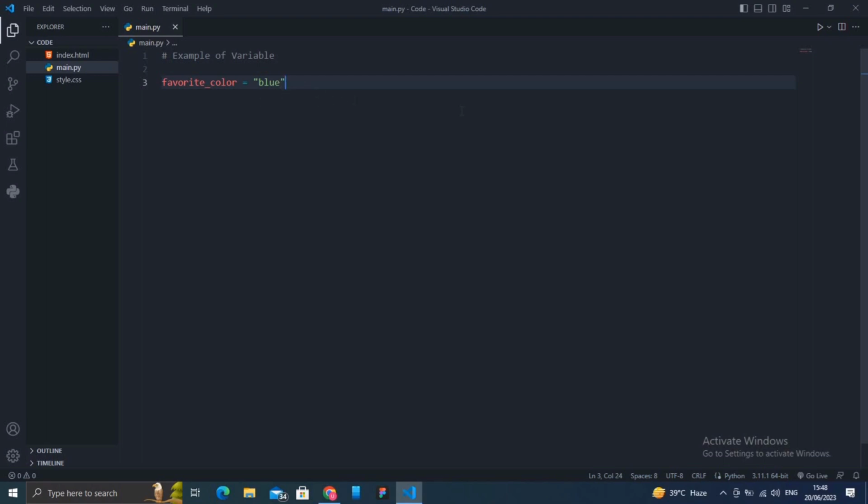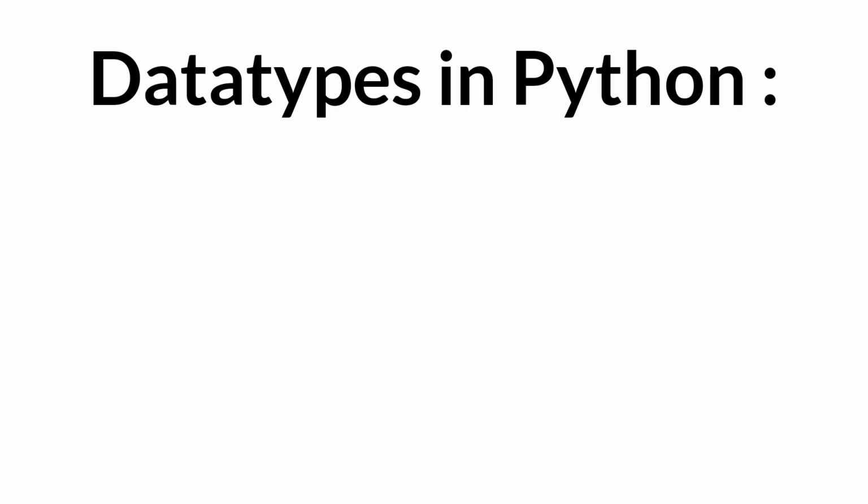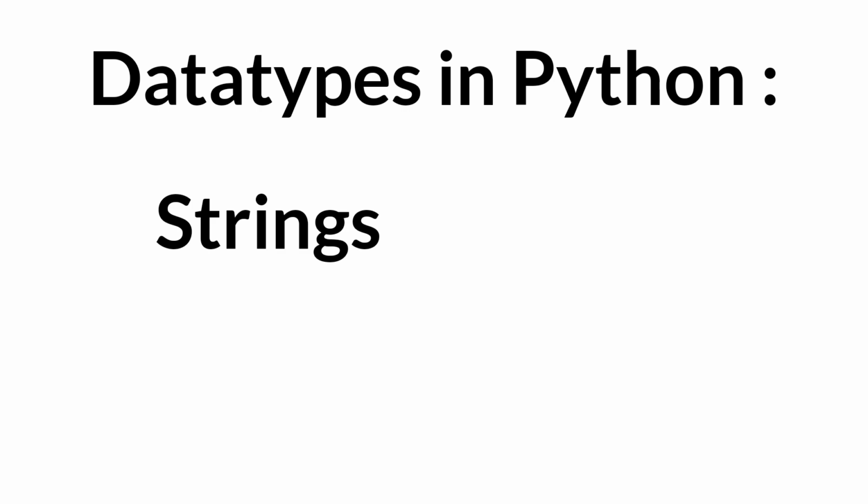Now let's talk about data types. What are data types? Data types tell us what kind of information we can store in a variable. It's like labeling our toy box with the type of toys it can hold. In Python, there are different data types. Some common ones are strings. Strings are used to represent text. For example, blue is a string because it represents a sequence of characters.